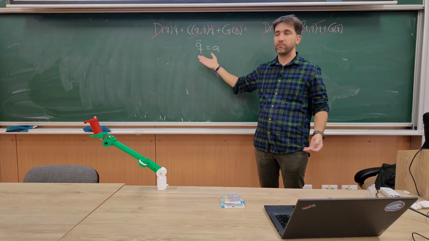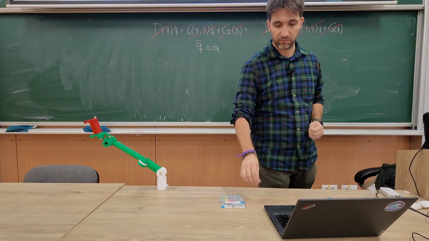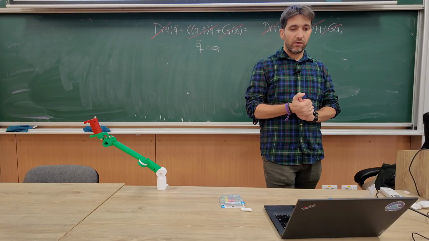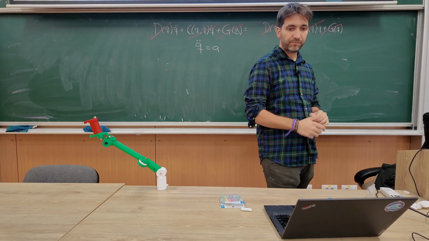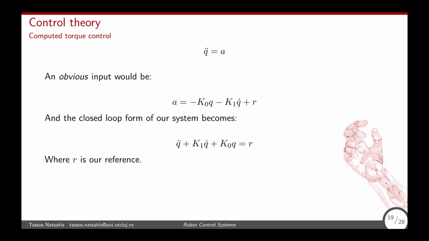There's nothing nonlinear happening here, so then we can do whatever linear controller we would like to do. One example that we use here is basically choosing this. Now A is my input and Q dot dot is the output, right?